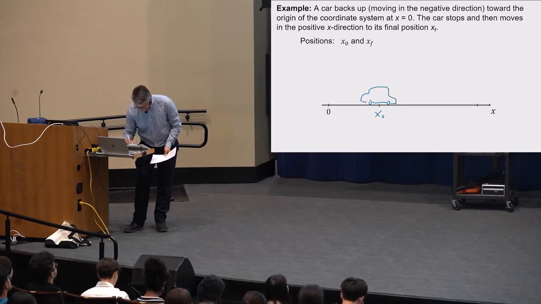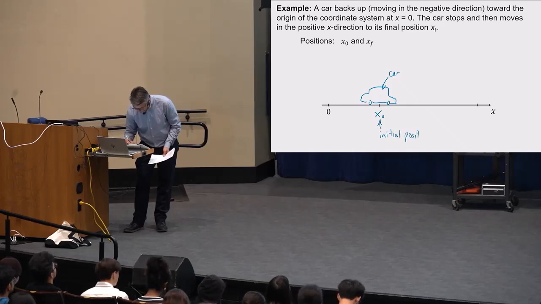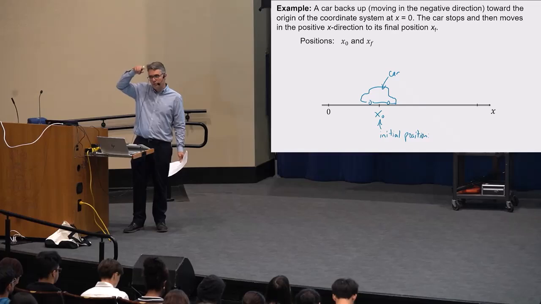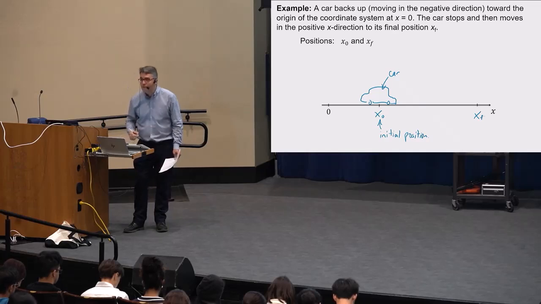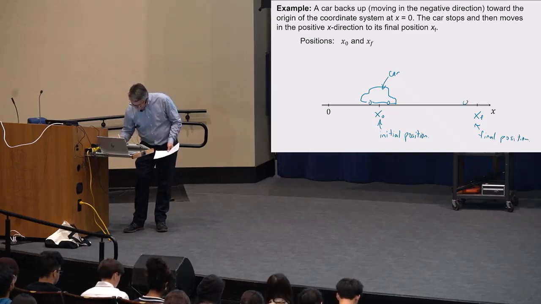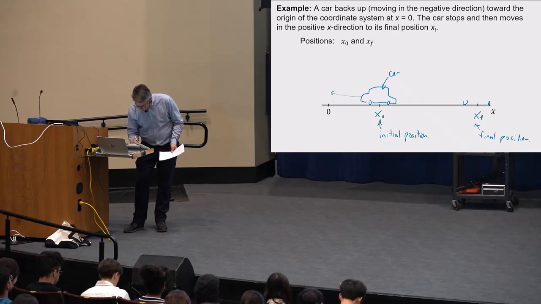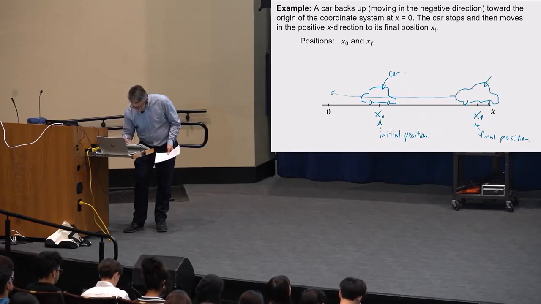That's a car, by the way. So this is the initial position. Sometimes it's the position at time 0, so you put x sub 0, the subscript 0. And then x sub f stands for final position. And so the car ends up here. What's interesting is that it goes backwards to the origin and then turns around and comes back here. But really, to draw a position, there's just two: the car initially and then the final position.